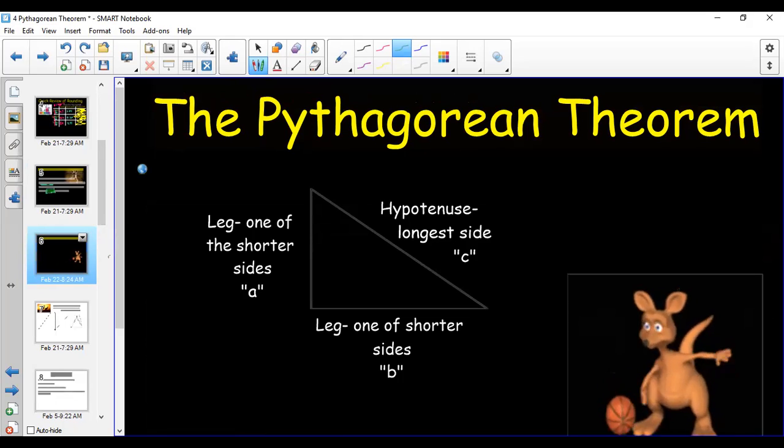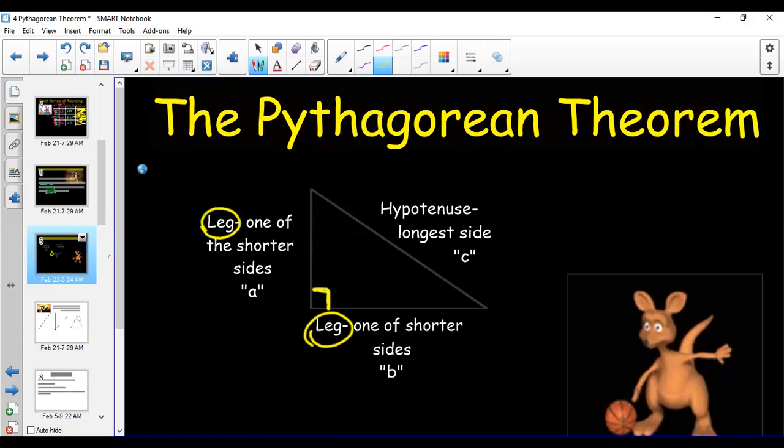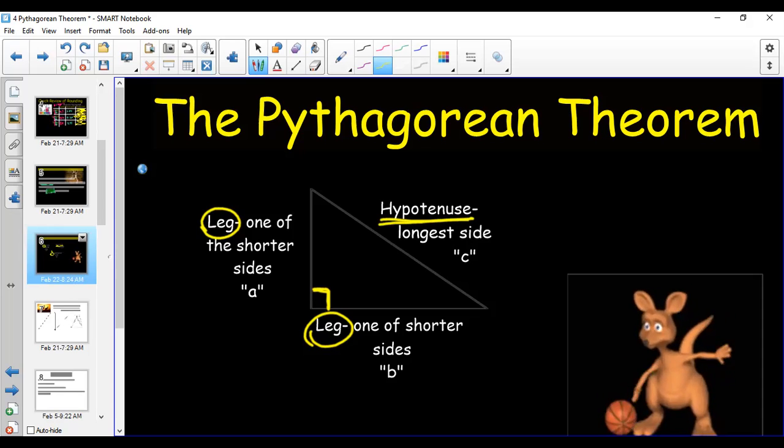Sorry about that. Okay, so we have a right triangle. We have a leg. We have another leg. The biggest mistake is that people don't know what the hypotenuse is. So the hypotenuse is always the longest side of a triangle. And the hypotenuse is always across from the right angle.